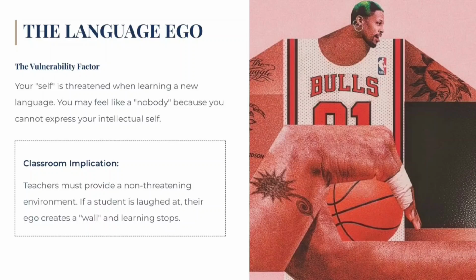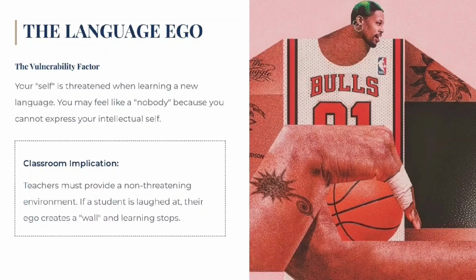You might be a brilliant, funny person in your native language, but in the new language, you feel like a nobody because you cannot express your complex thoughts with a toddler's vocabulary. If a student feels laughed at, their ego creates a thick wall and learning effectively stops. So, it says here that the vulnerability factor is when yourself feels threatened. Like for example, you feel like a nobody because you cannot express your intellectual self through your limited vocabulary. You might have a PhD in your home country, but you feel like a child in the ESL classroom.